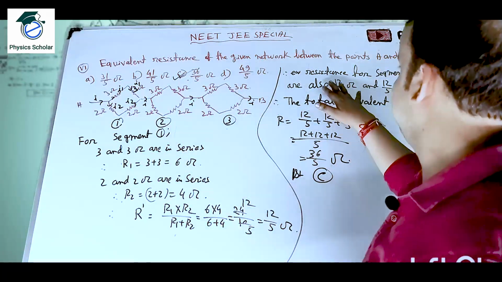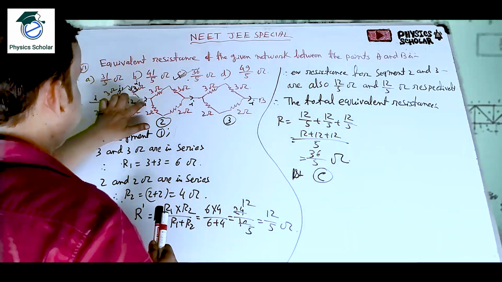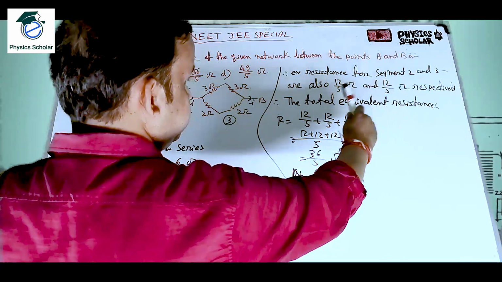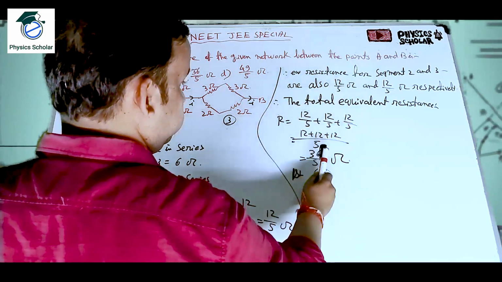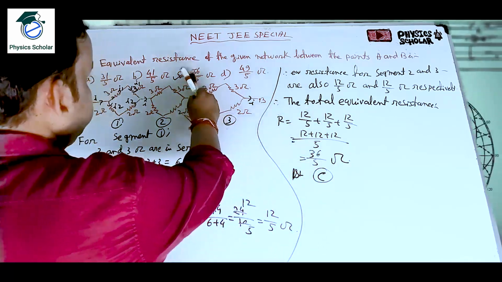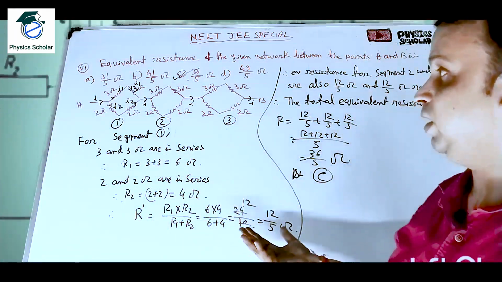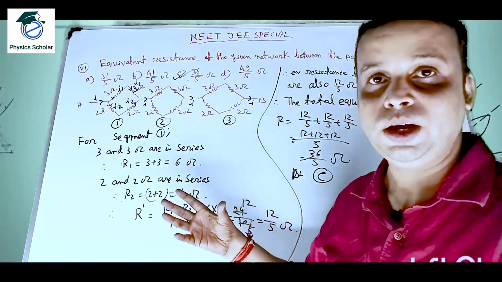Clear? Now for the equivalent resistance, these three are in what? Series. One after another it is connecting and the same current is flowing. That means these three are in series. The equivalent resistance is only the summation, so we have to do the sum. It is coming 36 by 5. So option number C is correct. Clear? So hope you have understood this. Very simple. You only have to calculate the value of the combination of the resistances.